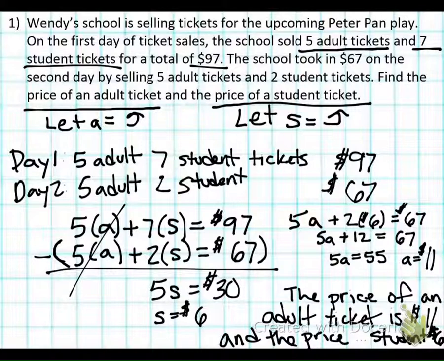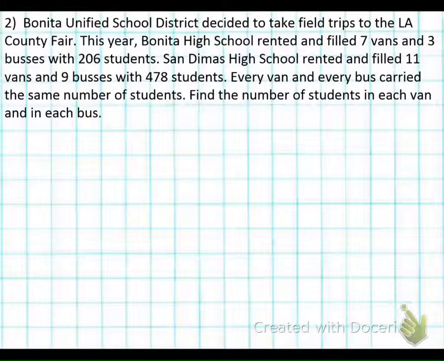idea. Okay, so moving on, the next problem is talking about the district taking field trips to the LA County Fair. So it says this year Bonita High School rented and filled 7 vans and 3 buses with 206 students. San Dimas High School rented and filled 11 vans and 9 buses with 478 students. Every van and every bus carried the same number of students. Find the number of students in each van and each bus.